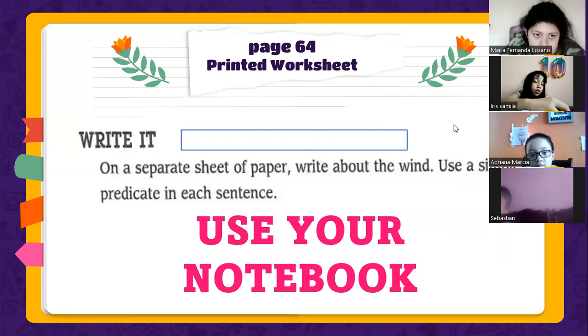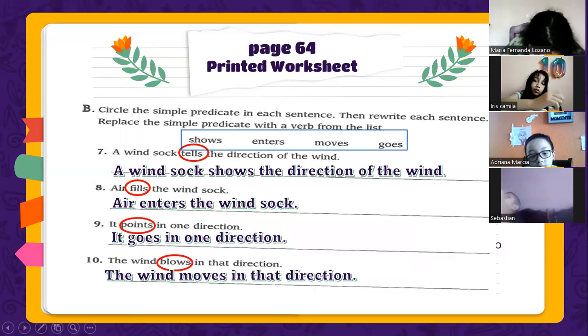On a separate page, a sheet of paper, write about the wind. Use simple predicates in each sentence. So let's write about the wind. What can we say about the wind?